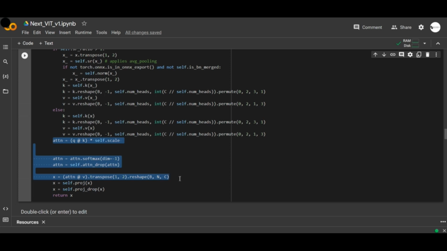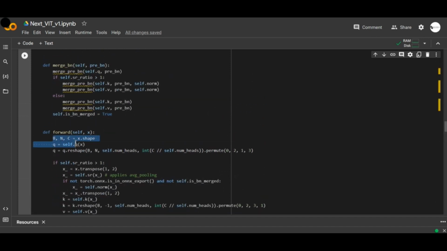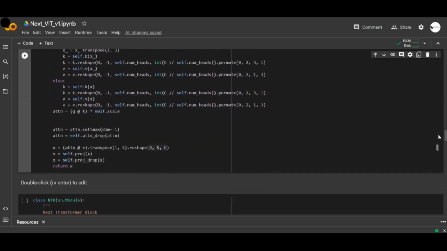This is literally self-attention. So after we've done that, we try to reshape this in the way that we got the input. By that I mean how we got the input, we try to reshape it back toward how we got it. So we did the reshaping, the permutation, for the attention purpose, but now we take it back to how it was. Then we apply the self-projection, then we apply the dropout within this self-projection, and then we return the X.